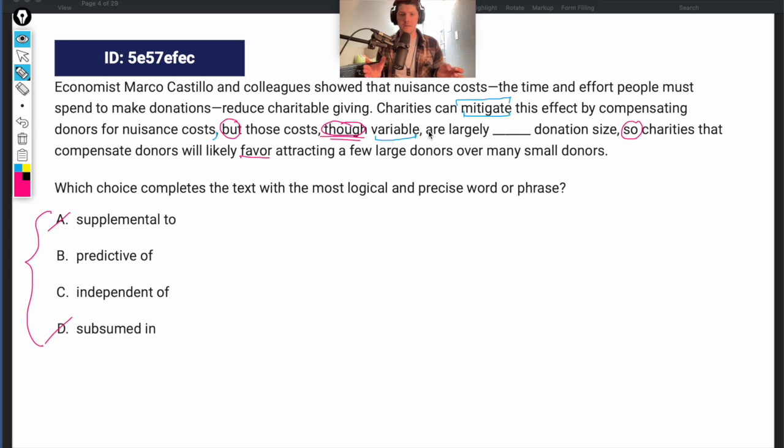But if we're trying to use a structural word like "though" next to "variable," I believe that we're saying that the variability does not predict anything. Therefore, we're using "independent of." That's, again, one of the most challenging questions you'll see on the test.